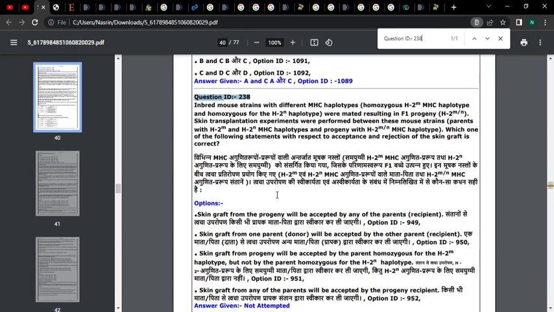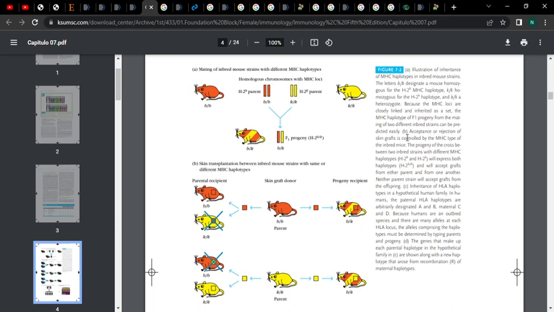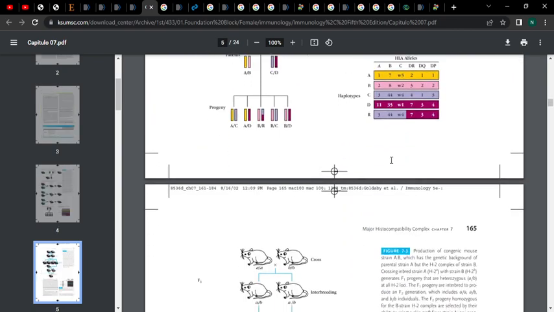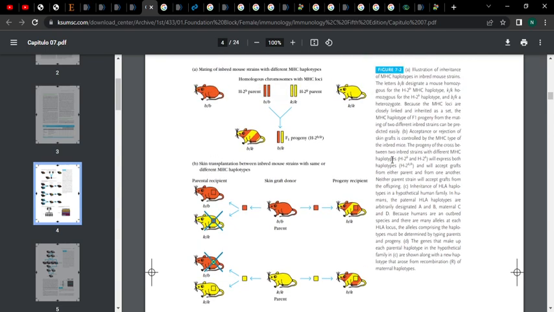Question number 238. Okay, so there is nothing wrong in this particular question, friends. So please don't challenge this question. You can refer to the QBA book, friends. In the QBA book, they mentioned it under figure 7.2, I think on page number 164.